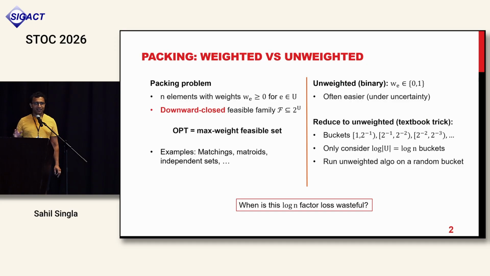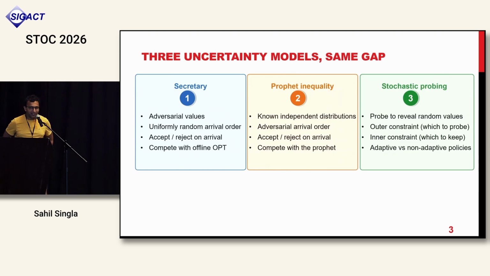So broadly, we are interested in general packing problems under uncertainty and trying to solve them for weighted problems. Let me now make it more concrete. The three problems we are interested in, on which we make progress, are the secretary problem, the prophet inequality problem, and stochastic probing. The precise details of these problems don't matter, but these are all very well studied problems under uncertainty, having tens of papers, or even hundreds for some of them.